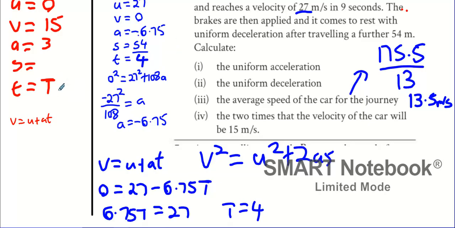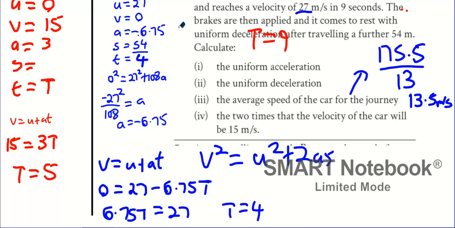Just before I erase that, what was the time a minute ago for the red zone? 9. We'll need that later. That takes 9 seconds to go through the full thing. Okay, so what we're going to say here, v is 15 equals at equals 3t. Therefore, your t value is 5 seconds.